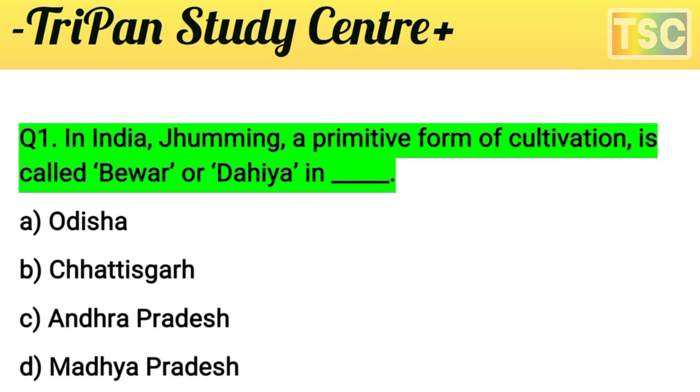The question is clear: in India, zooming, a primitive form of cultivation, is called Weaver or Dahiya in which state? Odisha is not called Weaver here, and Chhattisgarh is nothing here. Andhra Pradesh is not applicable. The D option is correct: Madhya Pradesh. In India, Madhya Pradesh calls zooming Weaver or Dahiya. Option D is correct. Let's see the next question.